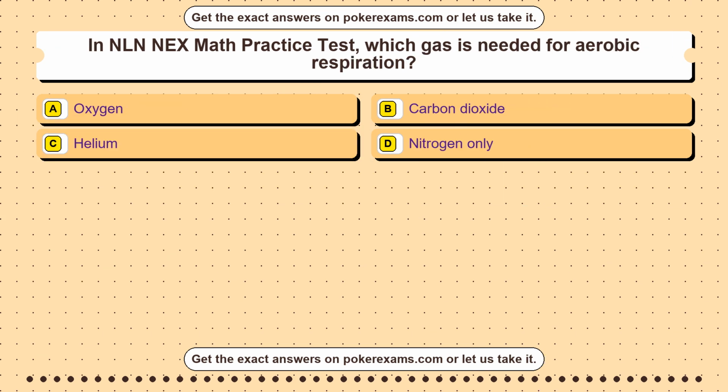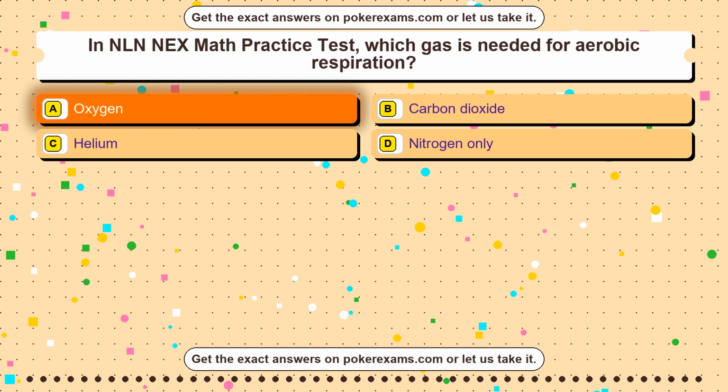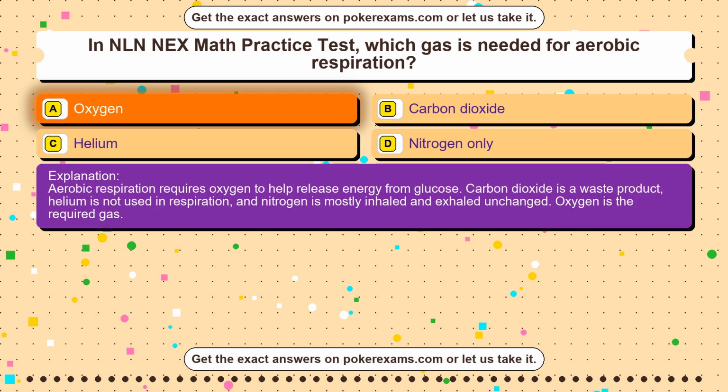Question 33. In NLN NEX Math Practice Test, which gas is needed for aerobic respiration? Option A. Oxygen. Option B. Carbon dioxide. Option C. Helium. Option D. Nitrogen only. The correct answer is option A. Oxygen. Aerobic respiration requires oxygen to help release energy from glucose. Carbon dioxide is a waste product, helium is not used in respiration, and nitrogen is mostly inhaled and exhaled unchanged. Oxygen is the required gas.